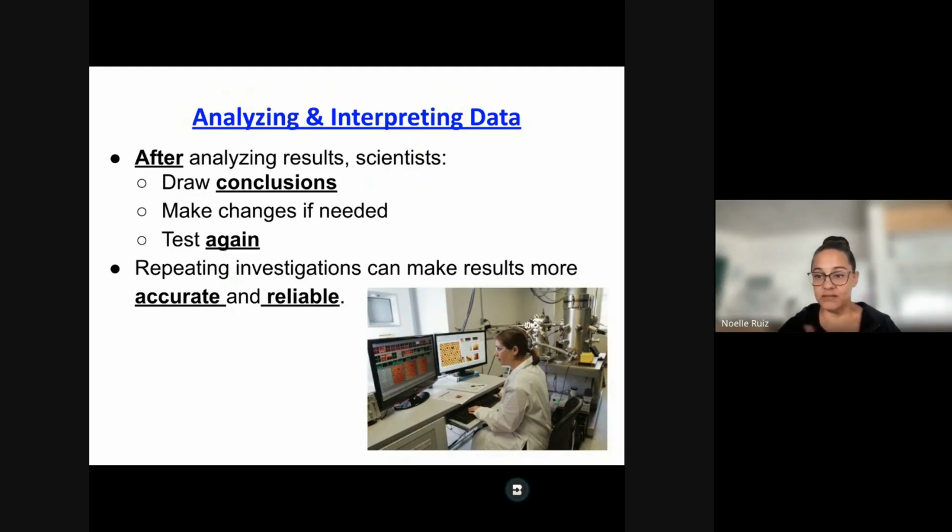And if it works, great. Your hypothesis was supported. If it doesn't, you have to revise and go back. Okay, that didn't work. Let's see what else could be wrong. Maybe the light bulb in the flashlight is dead. Let's try that. That's just your next hypothesis. You test it again. And repeating investigations can make results more accurate and more reliable.